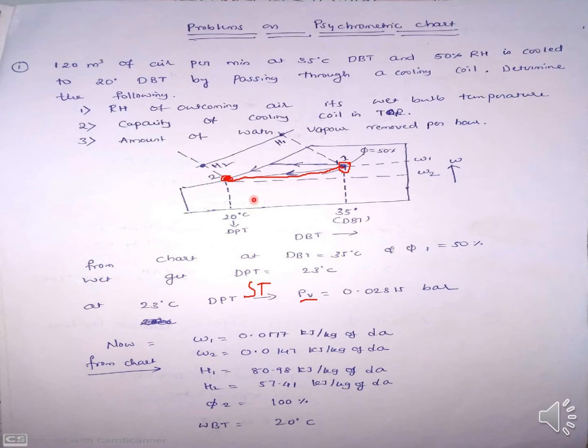Since point 2 is directly touching the saturation line, I can say RH phi 2 is 100%. So this is what is asked: RH of outcoming air. Next, the wet bulb temperature. How to measure it? You need to measure it at this point from the chart. You see the point and measure, and it will come around 20 degrees Celsius only. Next, what is asked? Capacity of cooling coil and amount of water vapor removed. Just see in the next slide.